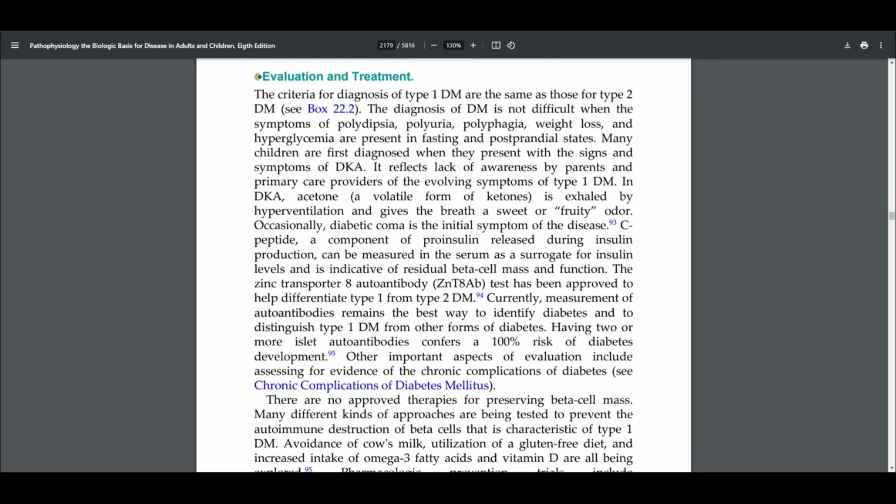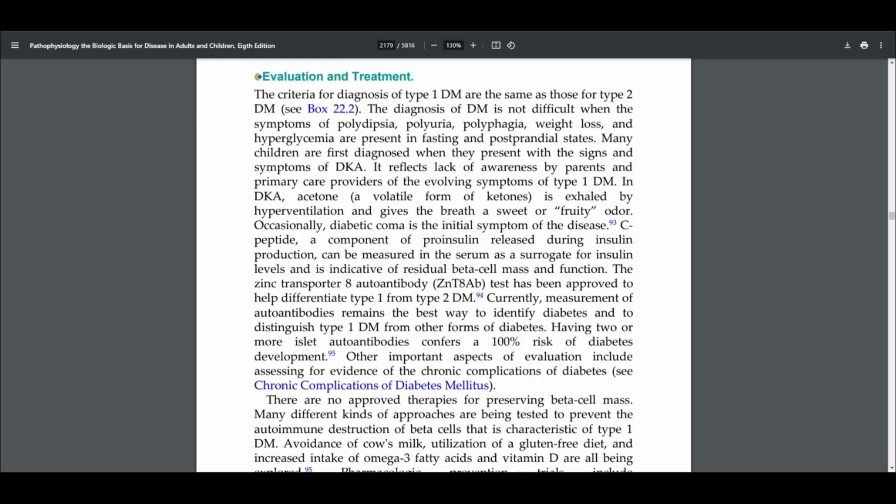So what is our evaluation and treatment? For type 1 diabetes, the criteria for diagnosis are the same as those for type 2. The diagnosis of diabetes is not difficult when symptoms of polydipsia, polyuria, polyphagia, weight loss, and hyperglycemia are present in fasting and postprandial states. Many children are first diagnosed when they present with the signs and symptoms of DKA. It reflects lack of awareness by parents and primary care providers of the evolving symptoms of type 1 diabetes.